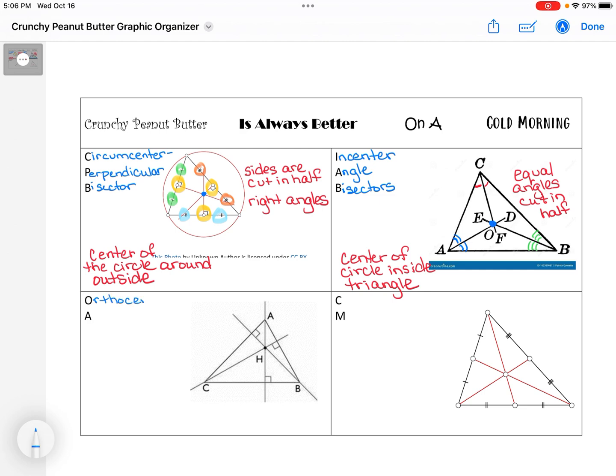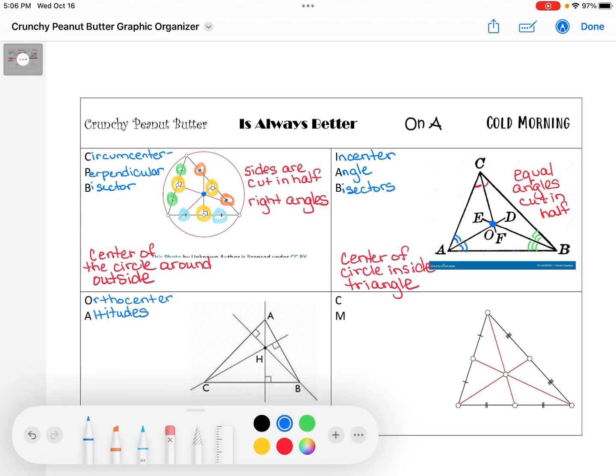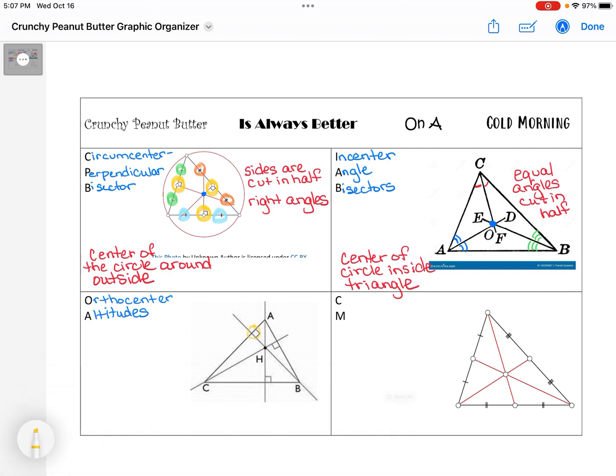O is for the orthocenter. And for the orthocenter, we draw the altitudes. So when we talked about the altitudes on our note, the altitudes are perpendicular lines from the vertex. So things to notice. These are perpendicular, right? But they are not in the middle. They are not bisectors, okay?